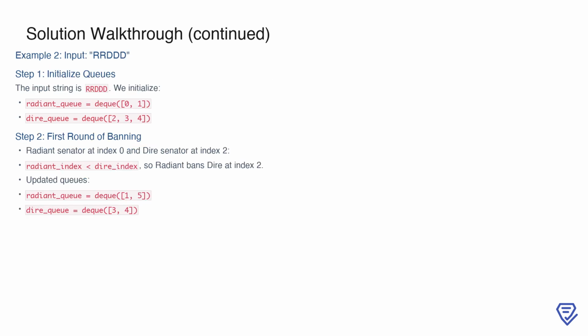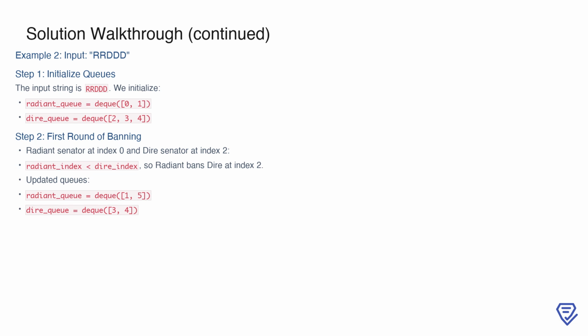Now let's consider the input RRDDD. First, we initialize the queues. The radiant queue contains the indices of the two R's, which are 0 and 1, and the dire queue contains the indices of the three D's, which are 2, 3, and 4.